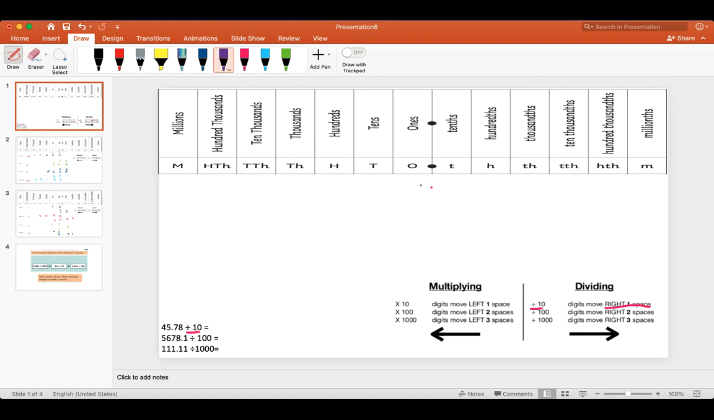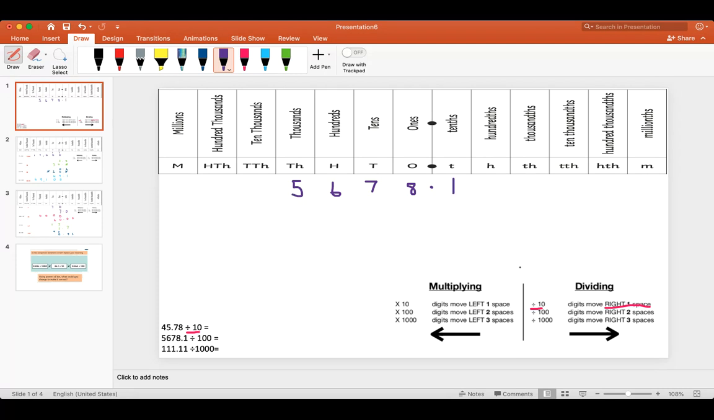We've got 5,678.1. So again, let's pop our decimal point in, and we're going to arrange the digits around the decimal. So the 8 is going to go in the ones section, the 7 in the tens, the 6 in the hundreds, and the 5 in the thousands. And then we've got 1 tenth.